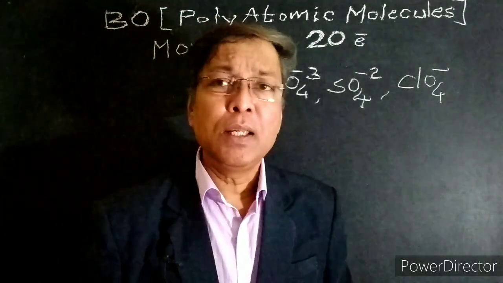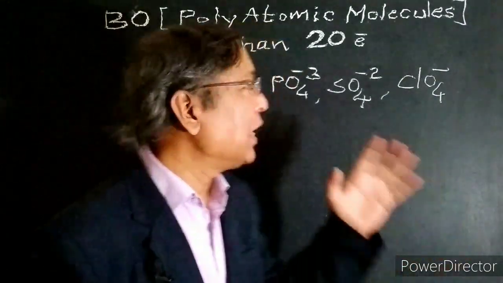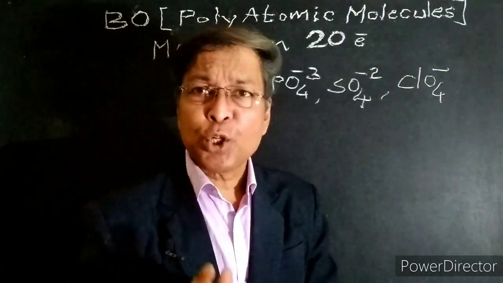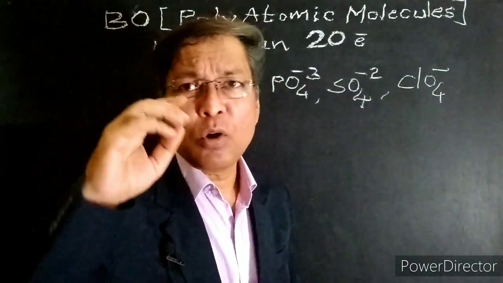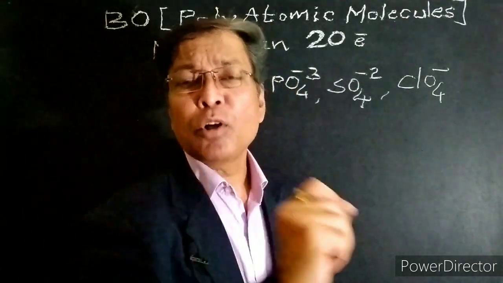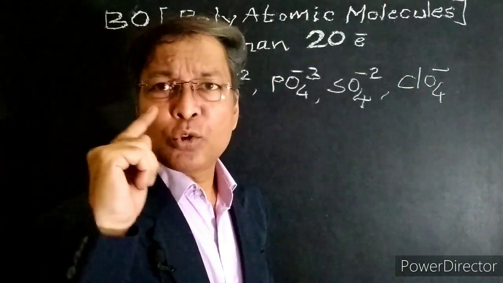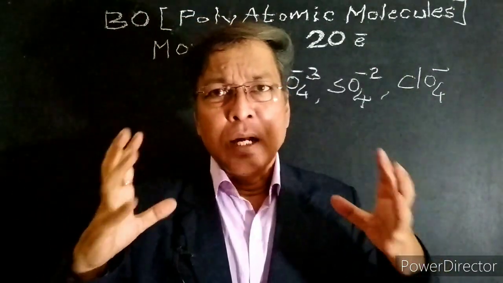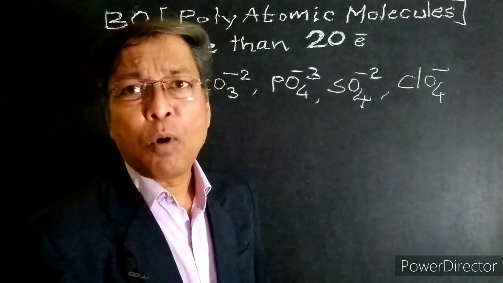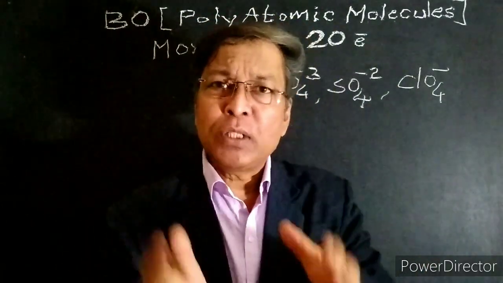The first reason is one should know how to draw the structure of a polyatomic molecule. Unless and until we know how to draw the structure of polyatomic molecules, it is not only difficult but also impossible to find the bond order in polyatomic molecules. In this video, I'll give you a super trick to draw the polyatomic molecule structures and how to calculate the bond order in polyatomic molecules. I'm going to explain it step by step.